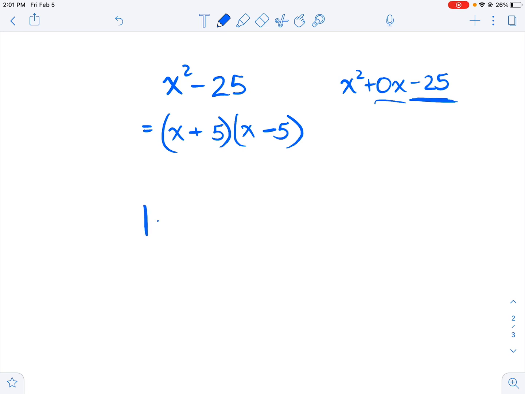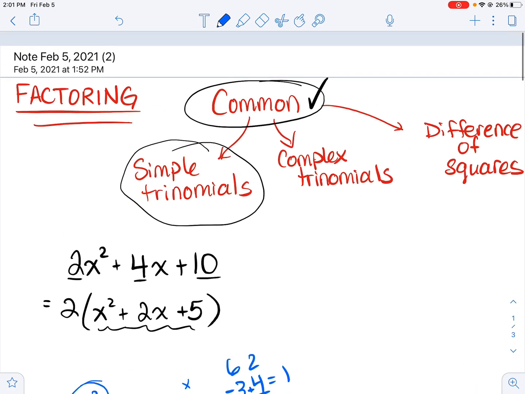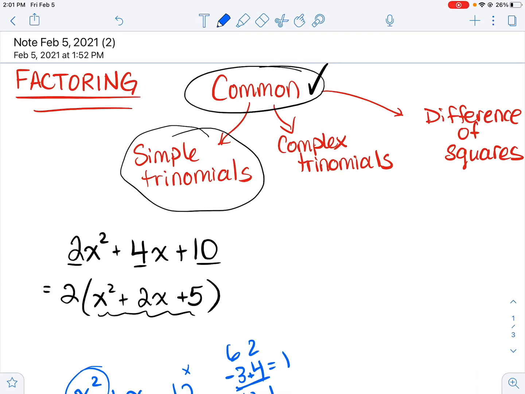Like even if you had 1 minus 64y squared. That's still a difference of squares, it just looks weird. So square root of 1 is 1. Square root of 64y squared is 8y. Plus, minus. Boom. There you go, that's a difference of squares. So that's just a summary of all the grade 10 types of factoring that we learned.